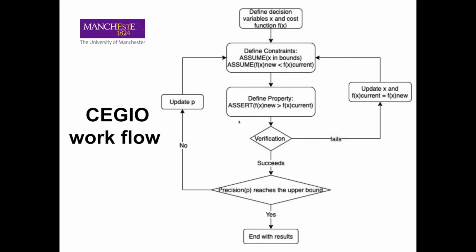to the verification tool. If the verification fails, which means a smaller cost function value is found, so we update x and fx current with fx new. Then we go back to start another iteration to find smaller cost function values. And if the verification succeeds, we need to check if the precision p reaches the upper bound. If it didn't, we need to update p and go back to start another iteration. If it reaches the upper bound, we end with the current result.